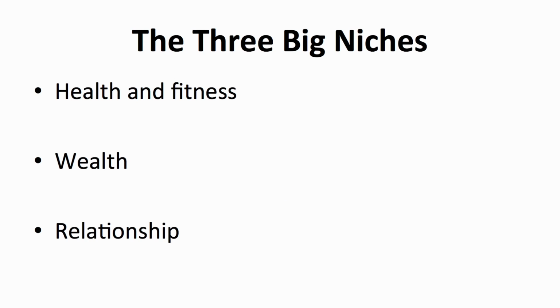There are three big niches in the internet business, which are health and fitness, wealth, and relationship. These three niches are wide and generic, with more specific sub-niches within them. When it comes to defining your niche, you need to be as specific as possible.